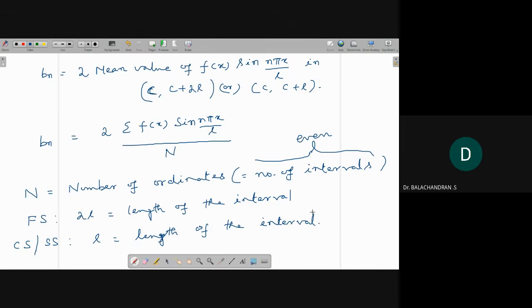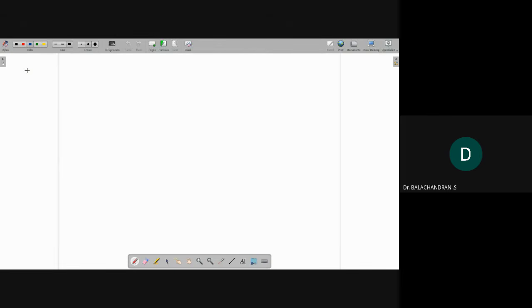Okay. So now I think this is the most important part of harmonic analysis, and then I'll give some notes.